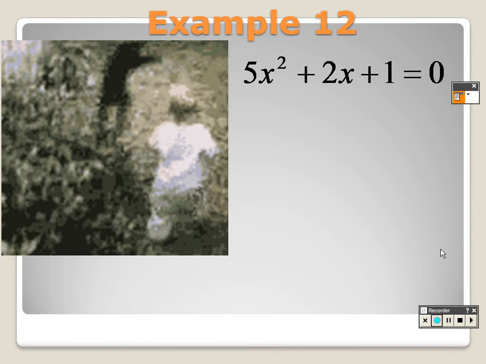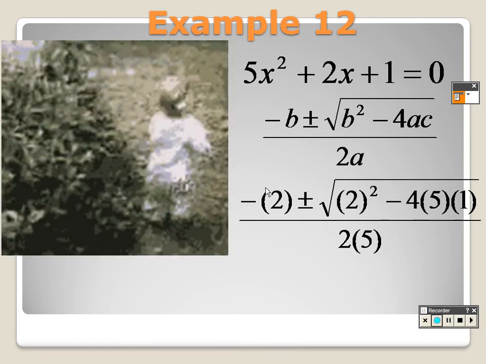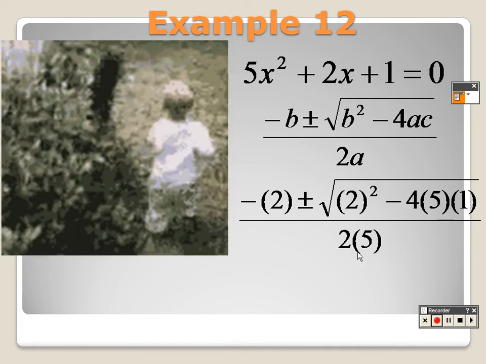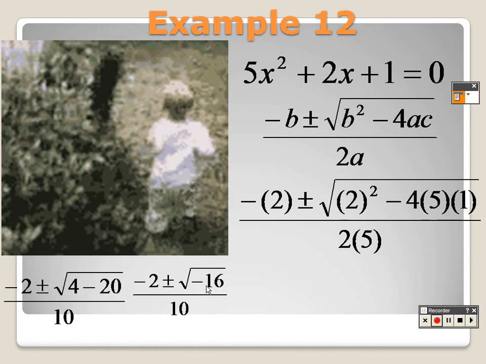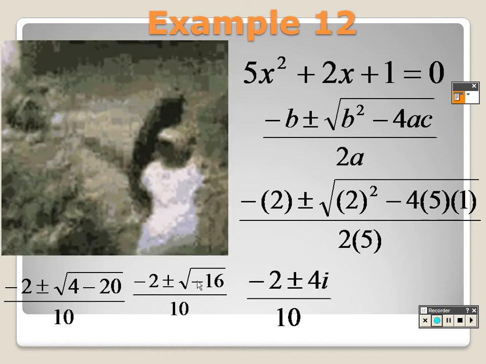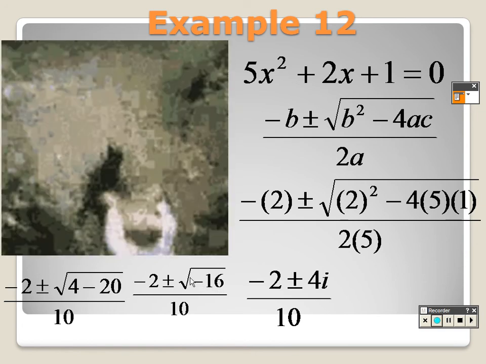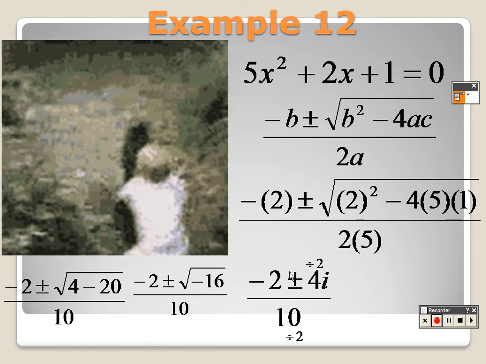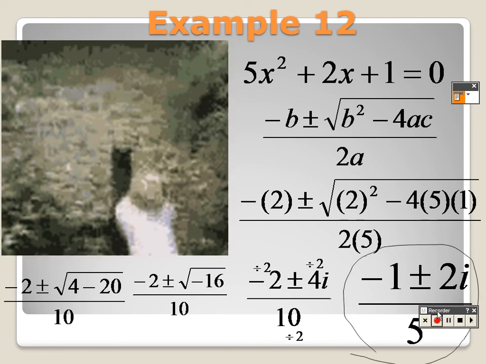So example 12, we have a quadratic now, and we ran into these at the end of the last problem. So we can use the quadratic formula to solve, not a big deal. This is A, that's B, and that's C. We went over this in the last section. So this is 2 squared minus 4 times A is 5, C is 1. So when we do this, we end up getting a 4 minus 20, which is the square root of negative 16. And we just said, hey, we separate that into the square root of negative 1 and the square root of 16. The square root of negative 1 is i, and the square root of 16 is 4. So now we can divide each of these by 2, and we get negative 1 plus or minus 2i divided by 5. So just something else to keep in mind when you're doing these problems.